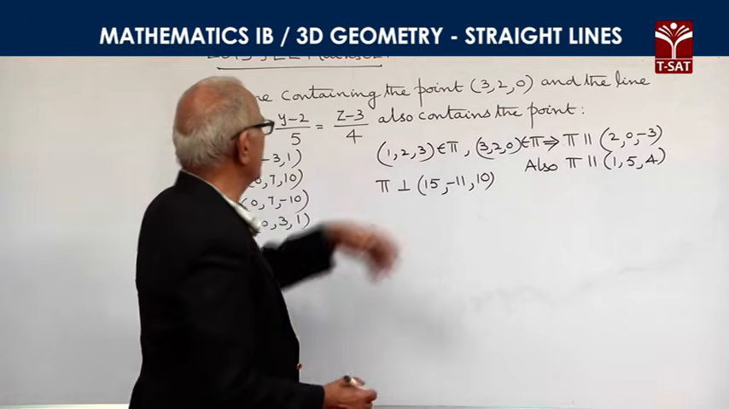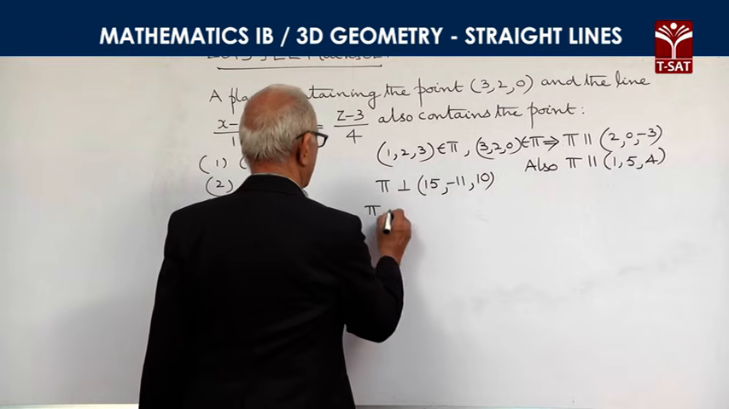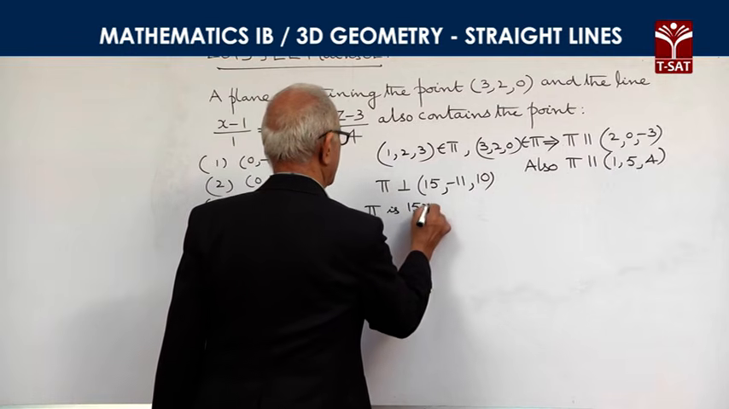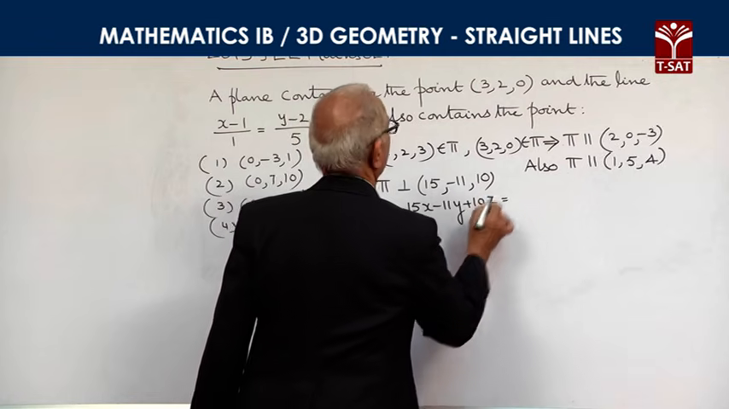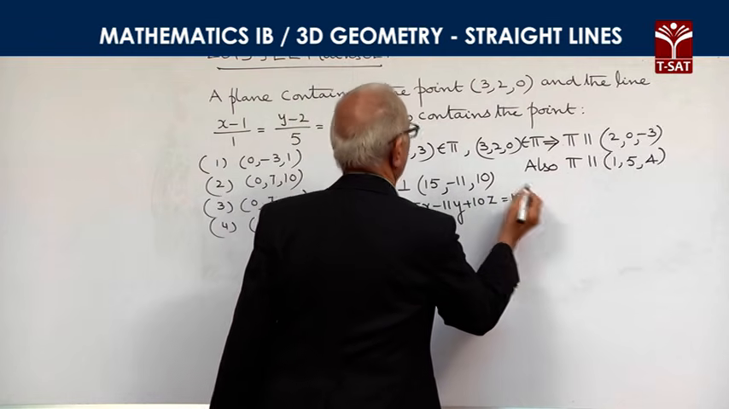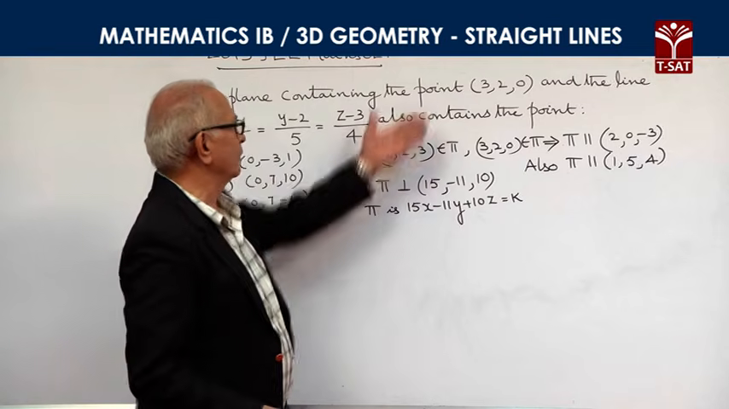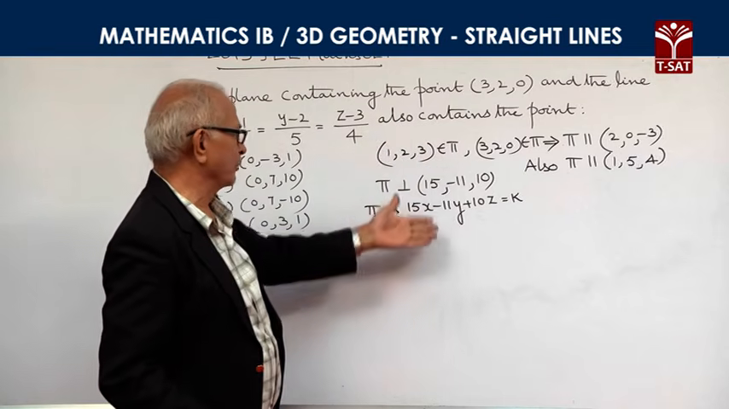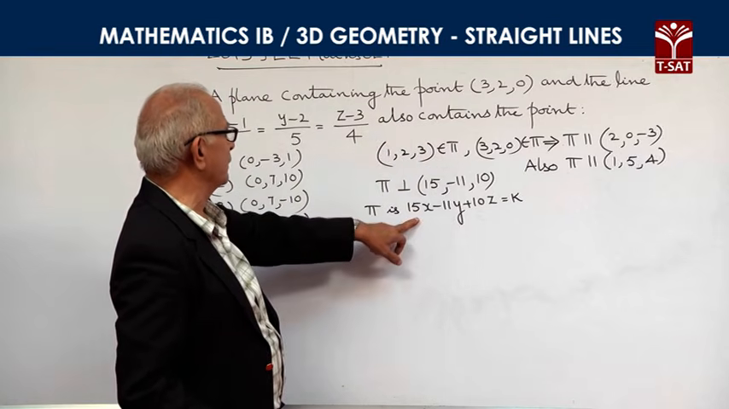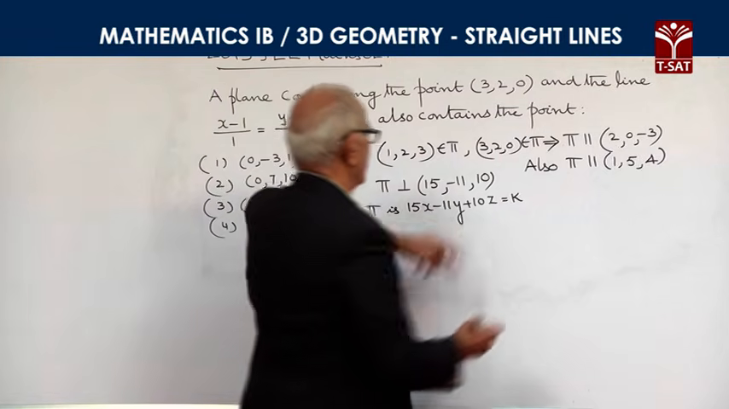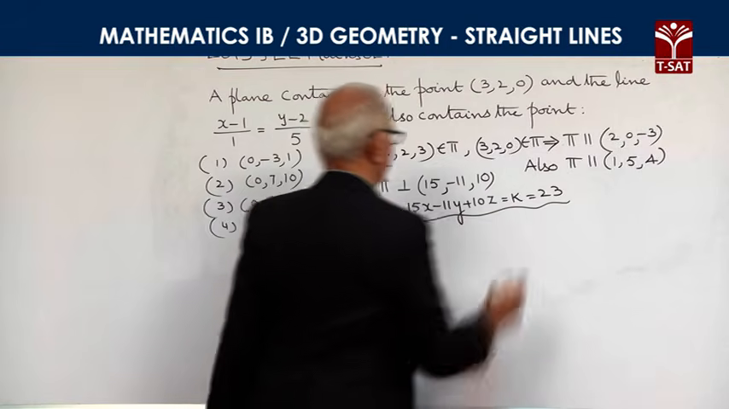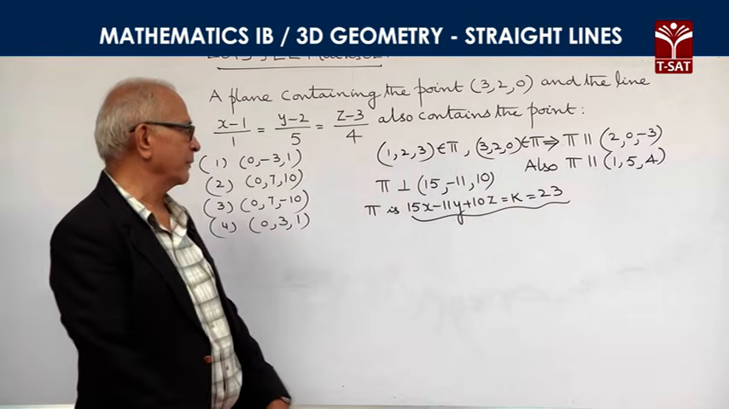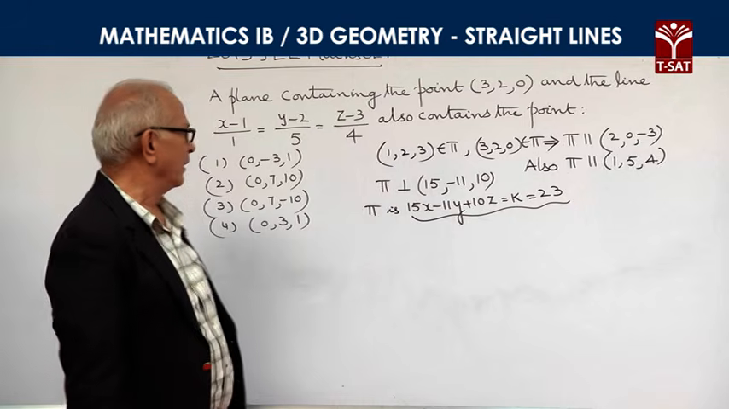But therefore equation of the plane ఏమవుతుంది? Pi is 15x minus 11y plus 10z equal to k. అది ఒక పాయింట్ కావాలి. ఇదిగో (3, 2, 0) ఆ ప్లేన్ మీద ఉందని వస్తుంది. So therefore 15 into 3 is 45 minus 22 plus 0 that is equal to 23. So this is the equation of the plane: 15x minus 11y plus 10z equal to 23.